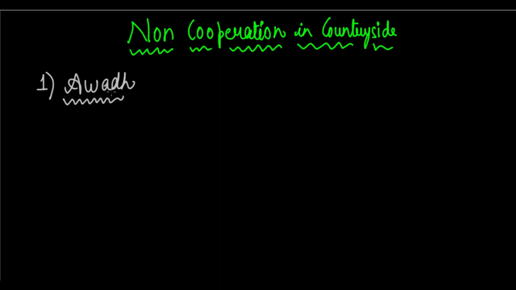Now, Awadh is a small town in Uttar Pradesh, and it is widely known for its culture and heritage even today. Even the Nawabs of this region are very popular. But during the non-cooperation movement, this place was a significant area of activity, right? And there was one man who led the movement in this region, and his name was Baba Ramchandra.